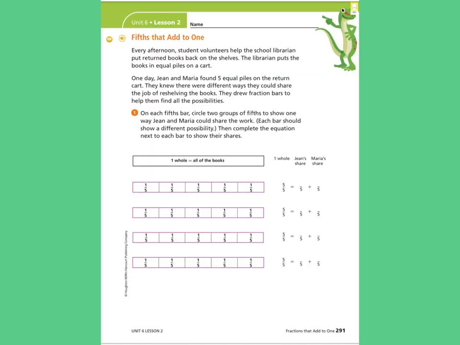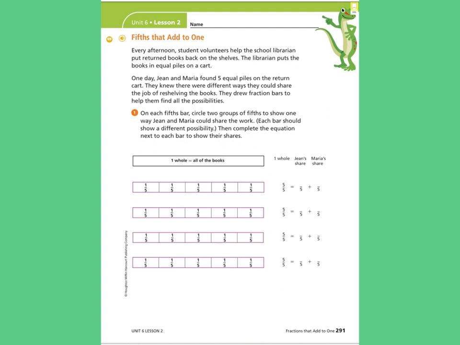We're going to start on page 291 in your math workbook. Fifths that add to 1. Every afternoon, student volunteers help the school librarian put returned books back on the shelves. The librarian puts the books in equal piles on a cart. One day, Jean and Maria found 5 equal piles on the return cart. They knew there were different ways they could share the job of reshelving the books. They drew fraction bars to help them find all the possibilities.